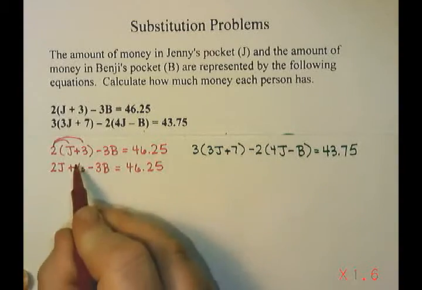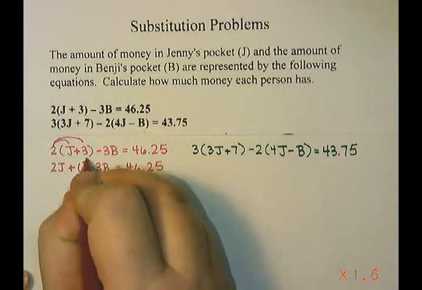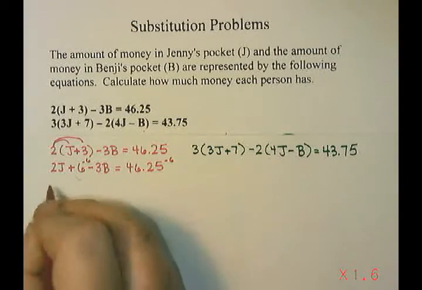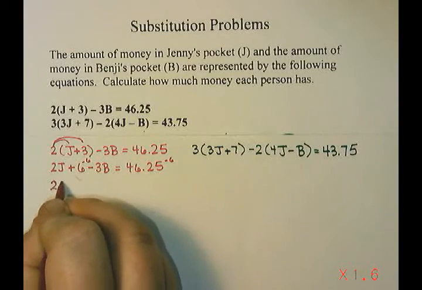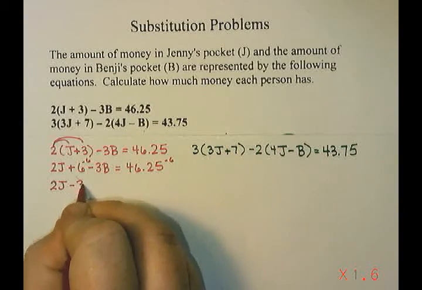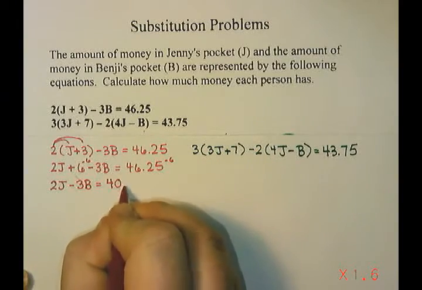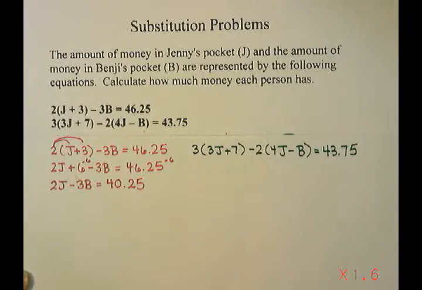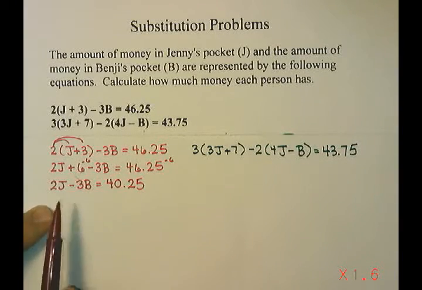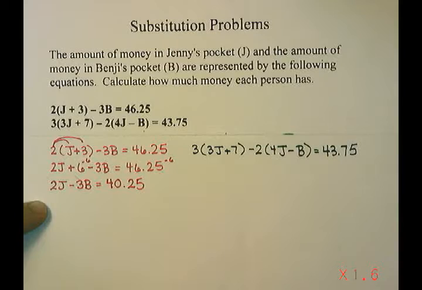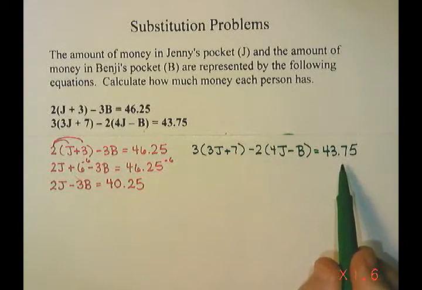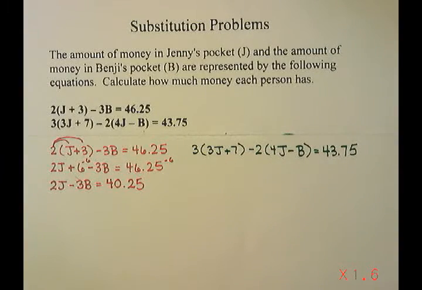But I could move that plus 6 to the other side by subtracting 6, just to make this look a little neater. So I get 2J, take away 3B, equals 40.25. So if I take a look at this equation, I notice that the J and the B both have coefficients, so I really don't want to have to rearrange for either of those unless I have to. So I'm going to try taking a look at the second equation, and see if I multiply it out whether I get a letter without a coefficient.